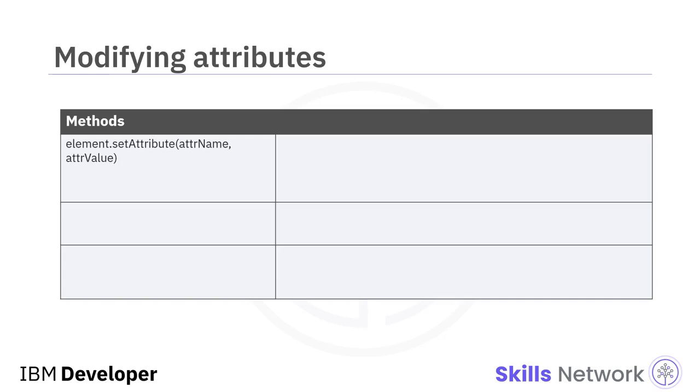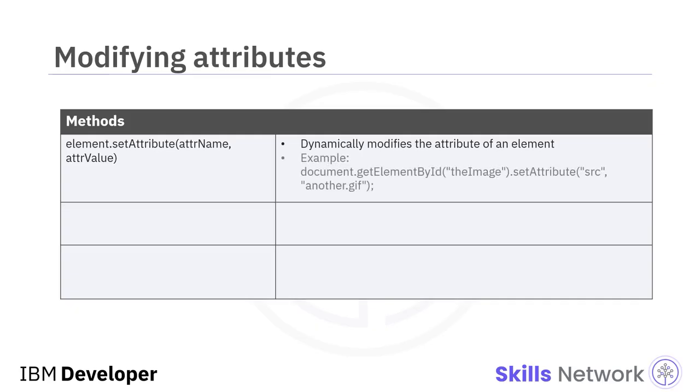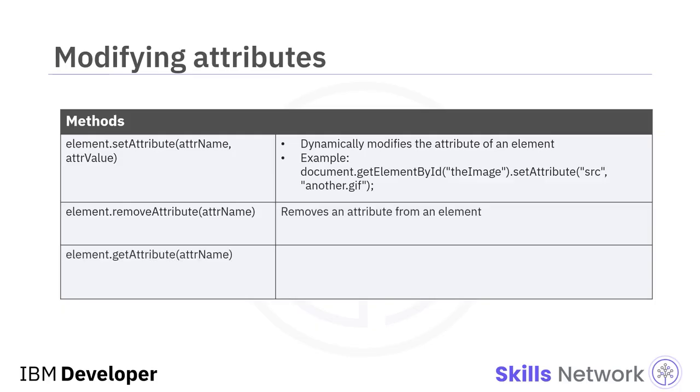The function element.setAttribute with parameters attribute name, attribute value dynamically modifies the attribute of an element. In the example, the src attribute of an element with an ID of the image is set to a different target image. The function element.removeAttribute, attribute name, removes an attribute from an element. The function element.getAttribute, attribute name, retrieves the value of the specified attribute in the element, if it exists.